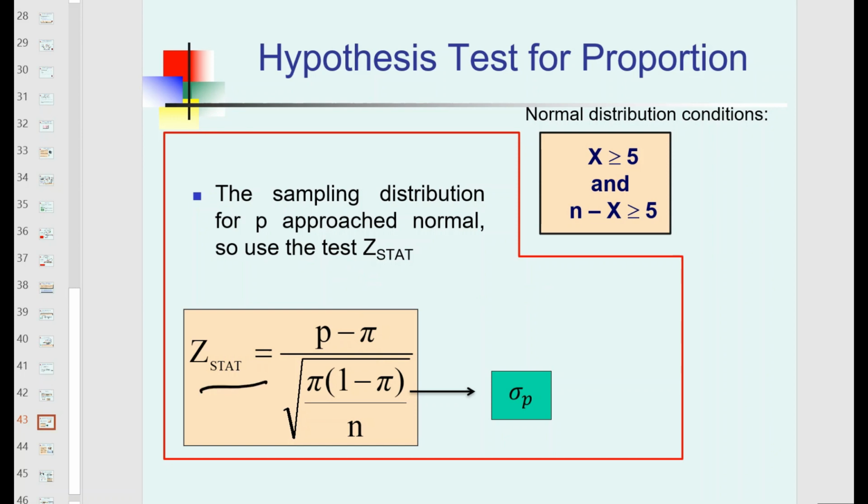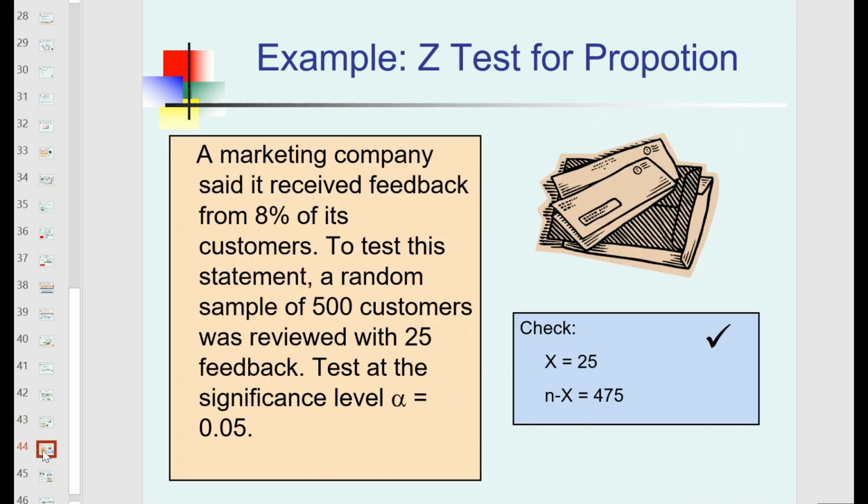Z-stat, okay, so your p, your proportion, which is your x divided by n, right, minus your pi, and this is basically your sigma p, the sigma of your proportion here. Okay, so that is the Z test for proportion.